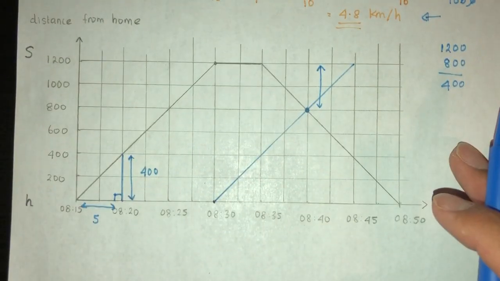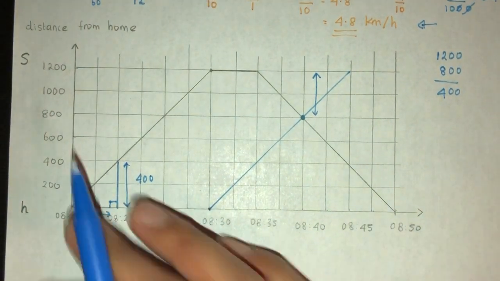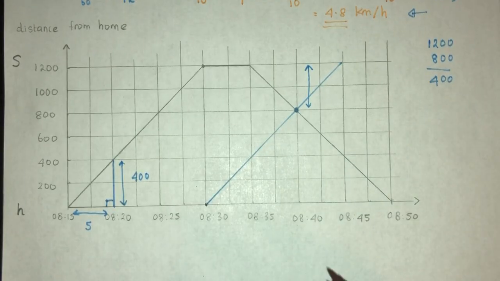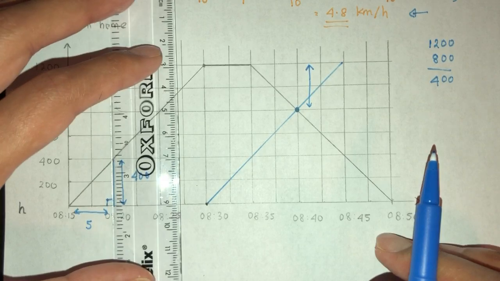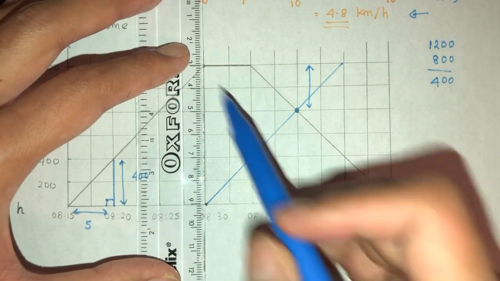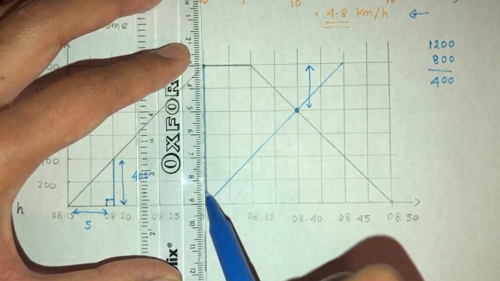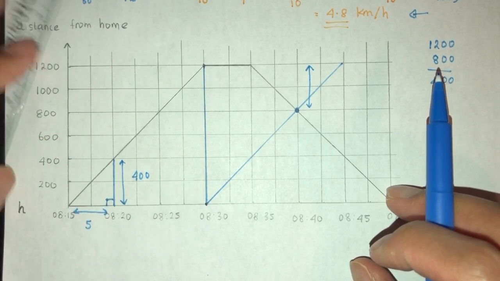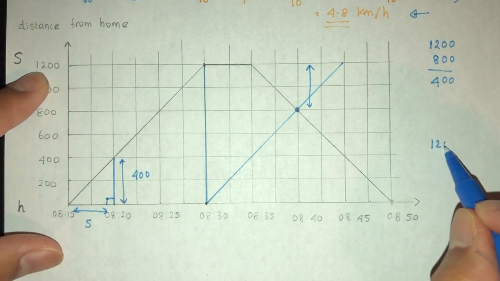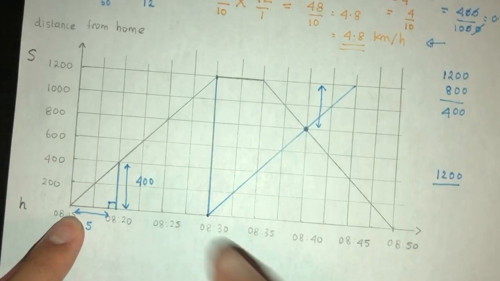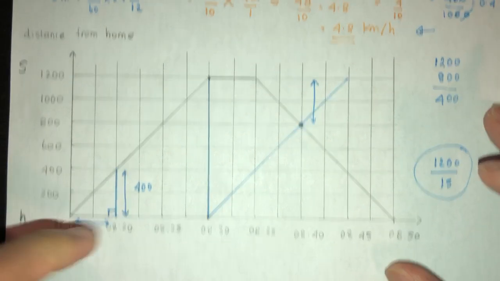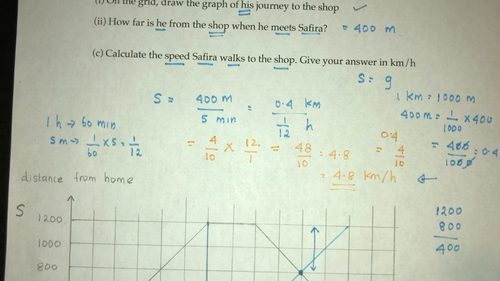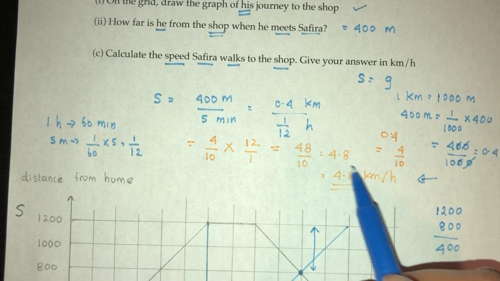So again, this trick works everywhere on the graph. For example, I took this as my triangle, but I can also take this one as my triangle as well. It's the same thing. Let's say I take this one as well. My height here is 1200. My base here is 15. So same steps, and then let's divide. You will have the same values. Now, this is question number 18, and the answer for part C will be this one.